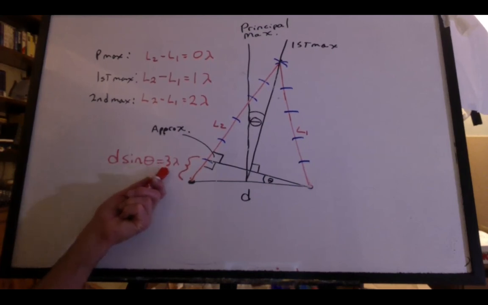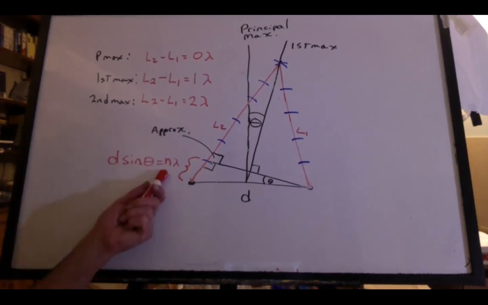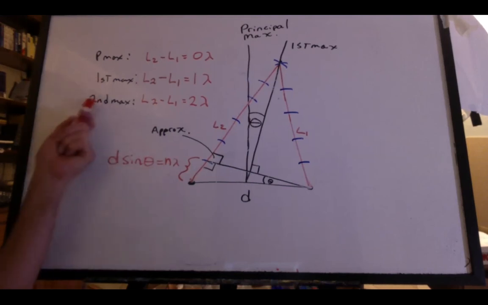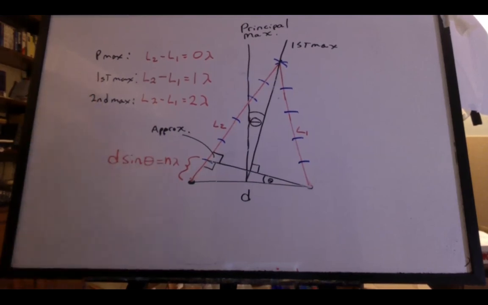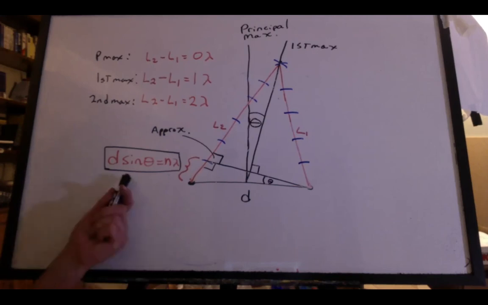So how could we generalize this? We'll put in the letter n to represent the first, second, third, etc. maximum. And so here's your formula that you can use to calculate the wavelength using an interference pattern.